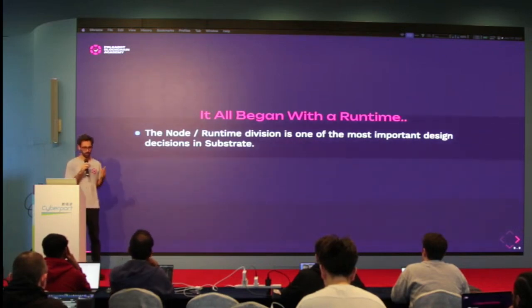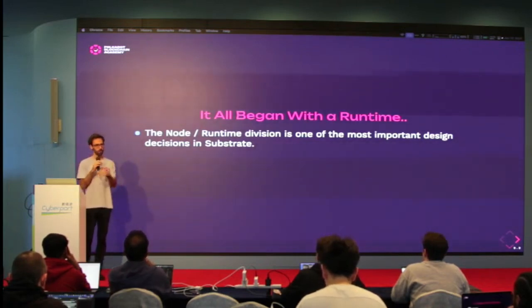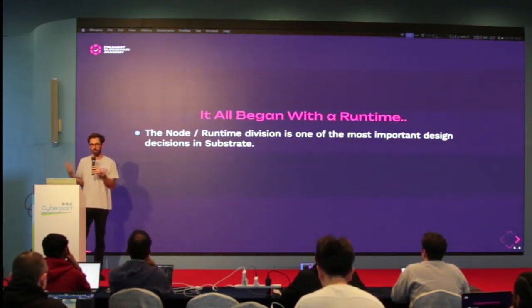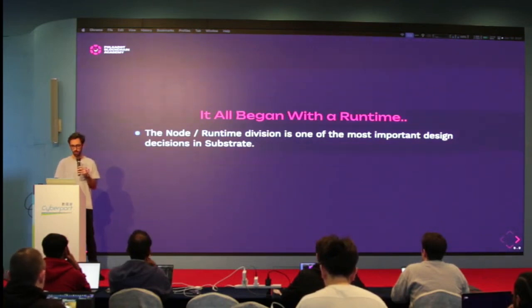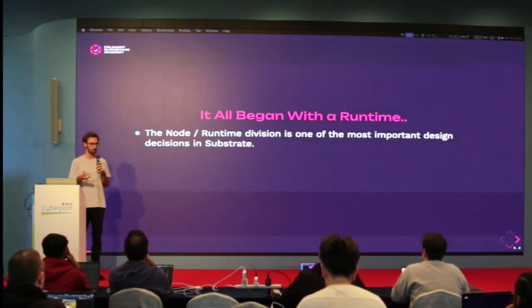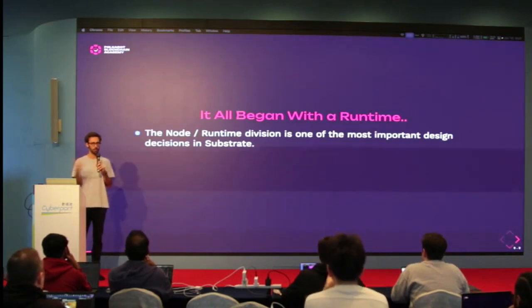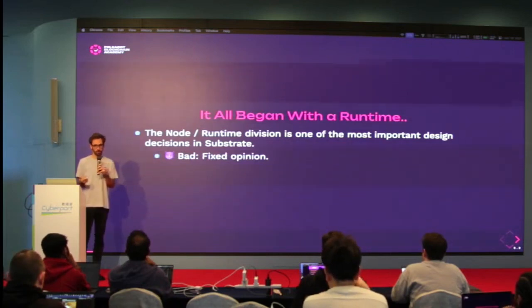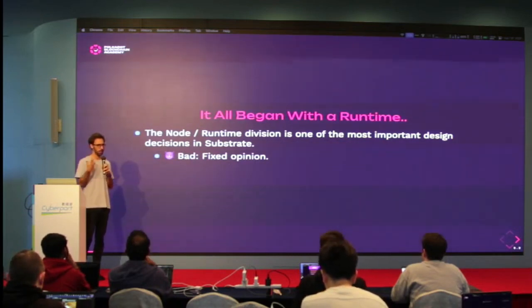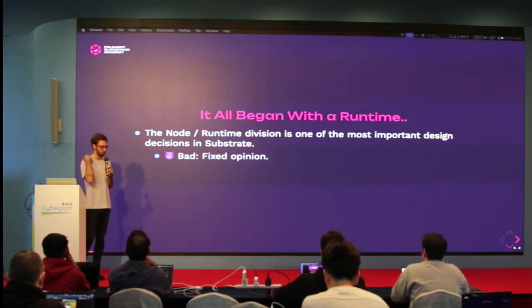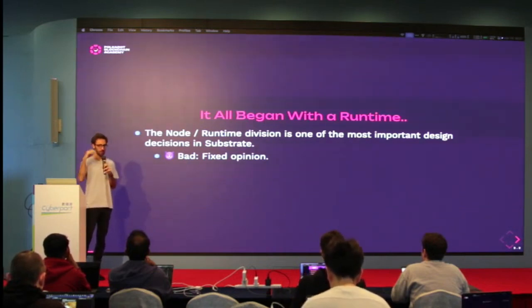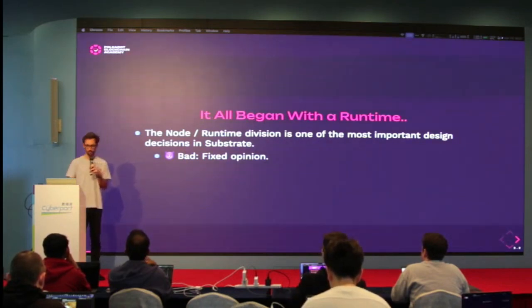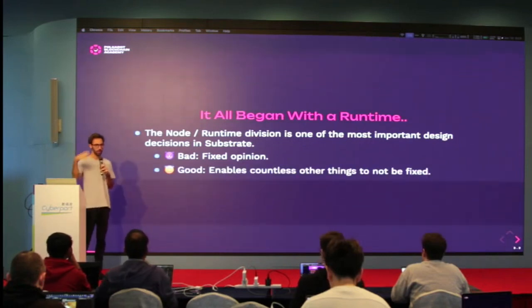Today we're going to learn a lot more about this runtime and node division and how they talk to each other. I think it's worth repeating some consequences of this as well, what it really means. It's the most important design choice of Substrate, as in it impacts everything. And there is something inherently negative to it, as in it's one fixed opinion that you have to buy into. There are some downsides to it as well. It's one strong fixed opinion, but it unlocks everything else to be flexible.